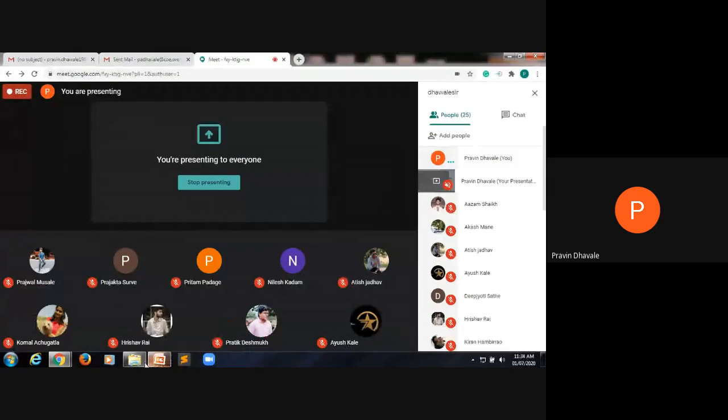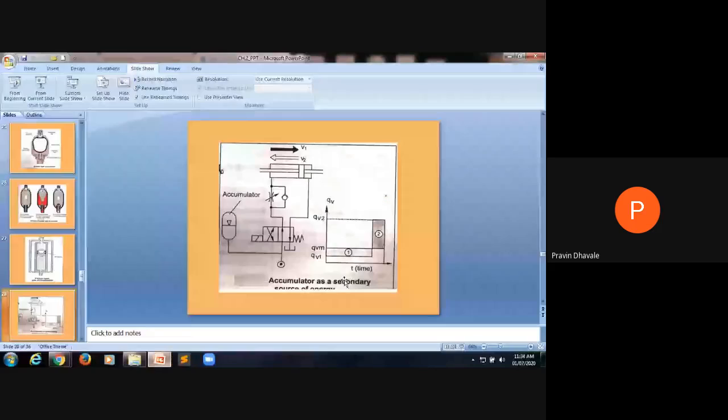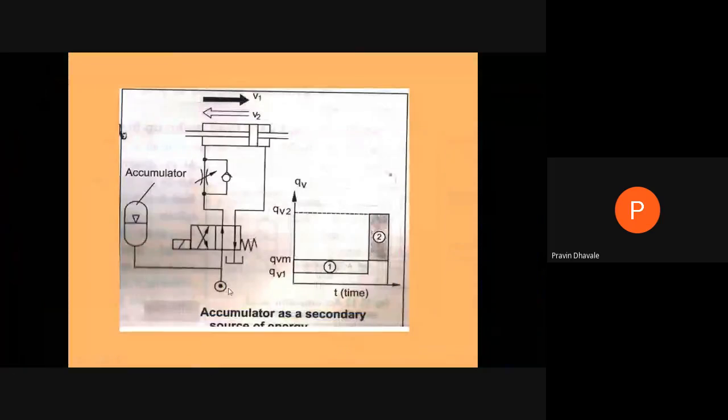We are discussing certain applications of the accumulator. In this diagram, or in this hydraulic circuit, we are dealing with this accumulator. It will act as a secondary source of energy. Whenever we are supplying the pressurized fluid from the pump to the left hand side of this piston, at that time the piston is moving to the right hand side. It will do a certain kind of operation.